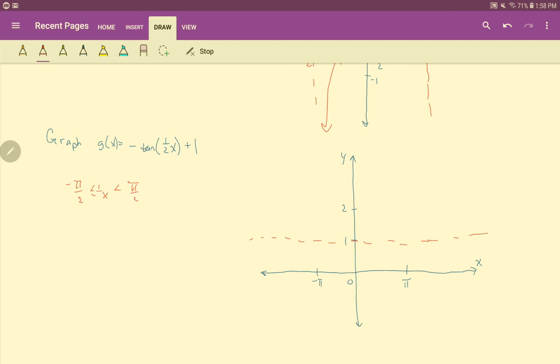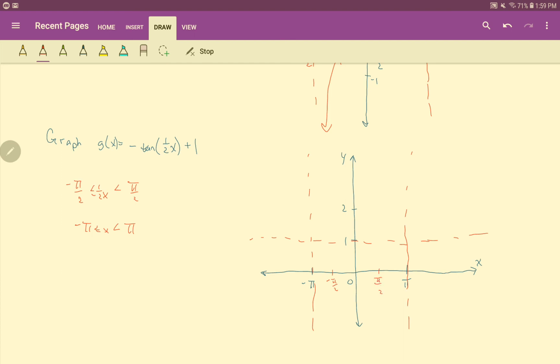Okay, whoops, 1/2 x. Multiply everything by 2 to get rid of this 1/2, right? So we get negative pi and pi, like we have right here on the graph. Kind of move that pi over a little bit more, just to make it even. Okay, so then again, asymptotes at negative pi and pi. The starting and stopping points are a period. 0 is the midpoint, and then the quarter points would be negative pi over 2 and pi over 2.